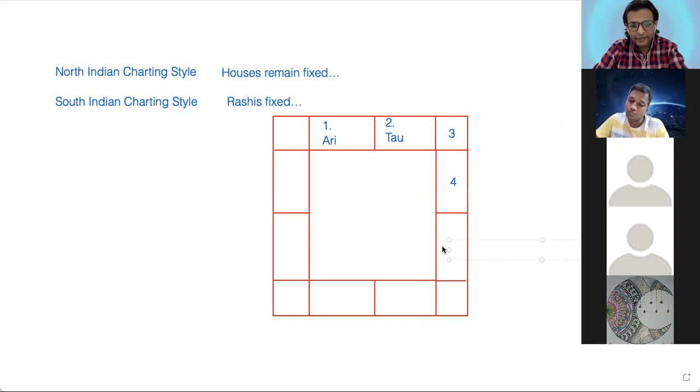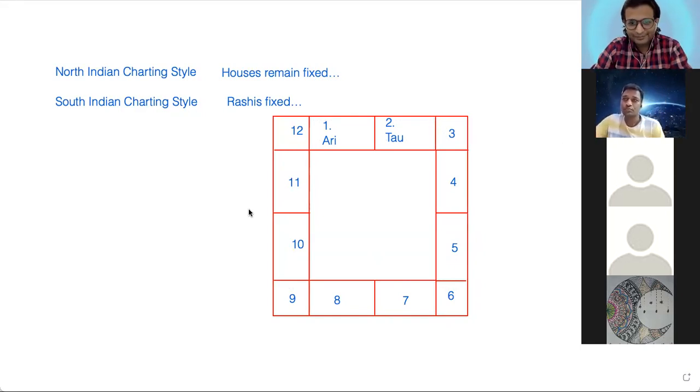This will be fifth Rashi. Okay, Rashi. These are Rashis. This will be sixth Rashi. This will be seventh Rashi. This will be eighth Rashi. This will be ninth Rashi. This will be 10th Rashi. This will be 11th Rashi. And this will be 12th Rashi.